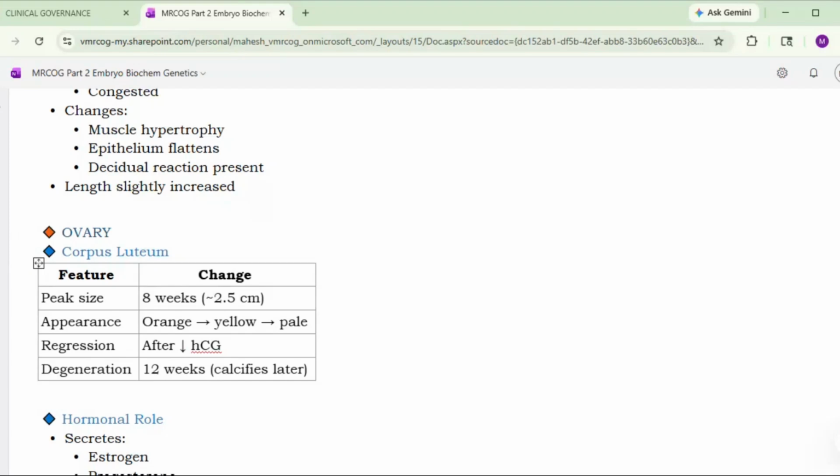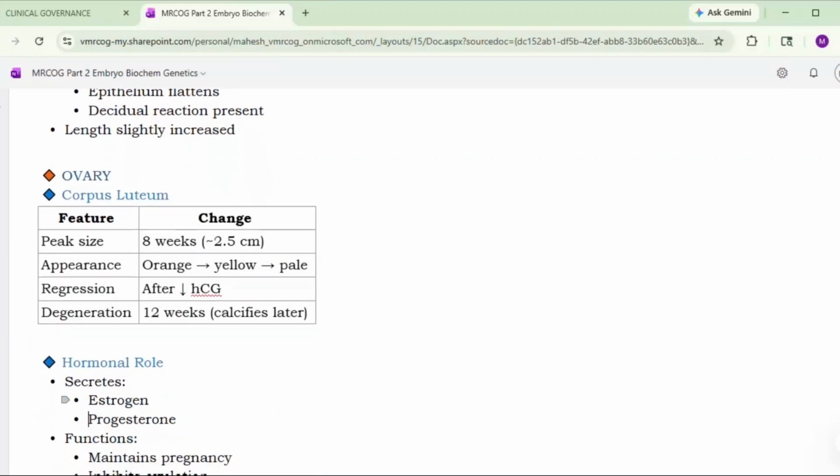Initially, it will appear orange, then it becomes yellow, and then it becomes pale. Okay. So it will regress as the hCG level will decrease, and there is a complete degeneration by around 12 weeks. Later on, it may get calcified also.